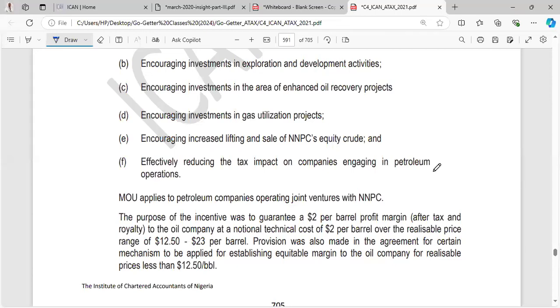So with all the things that they are taxing them, they need to give them that incentive so that they can be able to make $2 per barrel. And in those days when the naira was so strong against the dollar, you can imagine what $2 per barrel was. Compare it to now. $2 is like 3,000 something naira per barrel. So you can imagine how much profit they are supposed to be making for each oil that they sell, and they produce thousands of barrels of oil. The MOU is to the oil company at a notional technical cost of $2 per barrel over the sellable price. So just know that this MOU is to guarantee this profit.